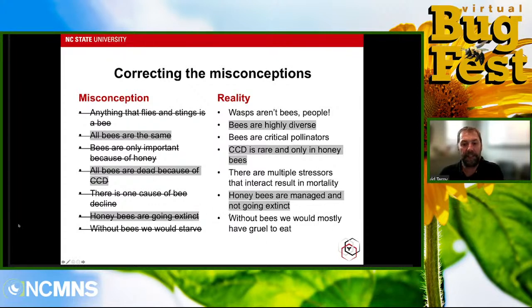And then finally, without bees, we would mostly have gruel to eat, but it wouldn't be a very healthy diet. We wouldn't starve and go extinct ourselves. So there's a lot of distinctions without a difference perhaps there, but these are very important nuances that aren't really covered in the way that the bee crisis is being portrayed. And knowing and understanding these differences and these nuances, therefore, will help us help save the bees.